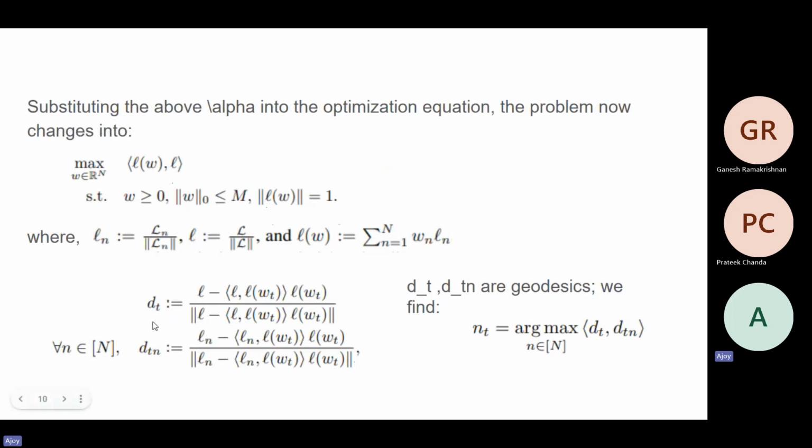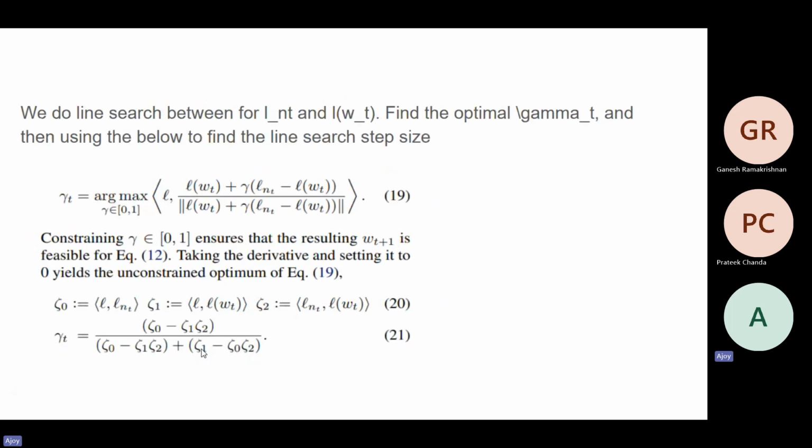So DT will be the geodesic from L to LWT, where LWT is the iteration, now that we are introducing the algorithm. And DTN is nothing but aligning LN with LWT. LN is nothing but the likelihood point at that point. So now, to find the solution to this optimization problem, we use the line search method.